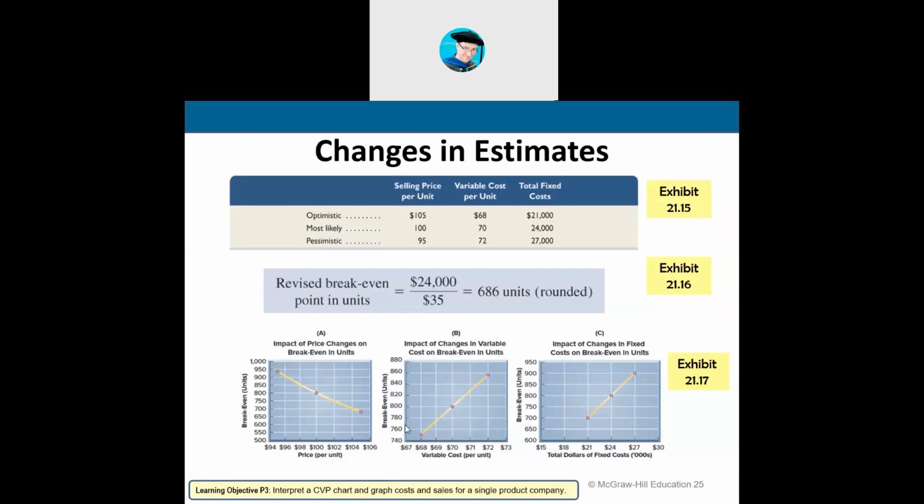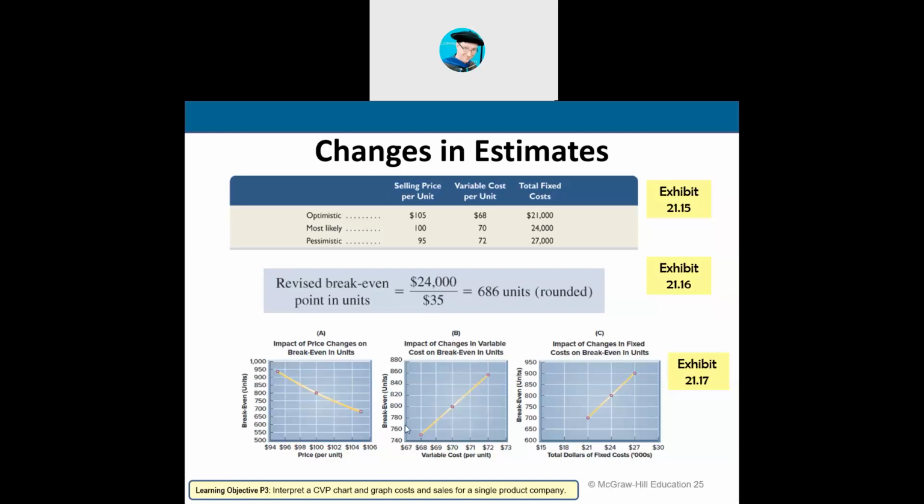Because what happens when there's changes, right? If there's a change in your sales price, let's say your sales price goes down, or you put it on sale, then of course that means you need to sell more units to break even. The lower the sale price, the higher the number of units you need to sell to break even. The higher the sale price, the fewer units you need to sell to break even.